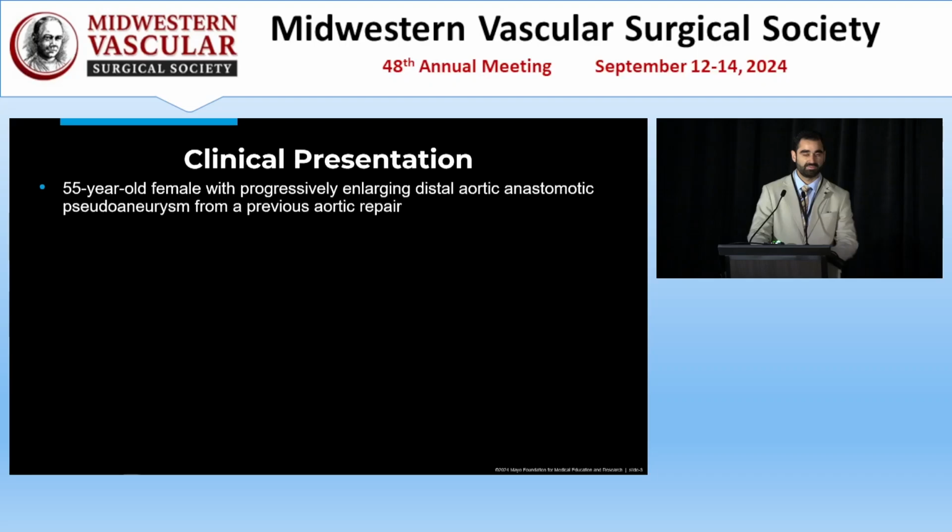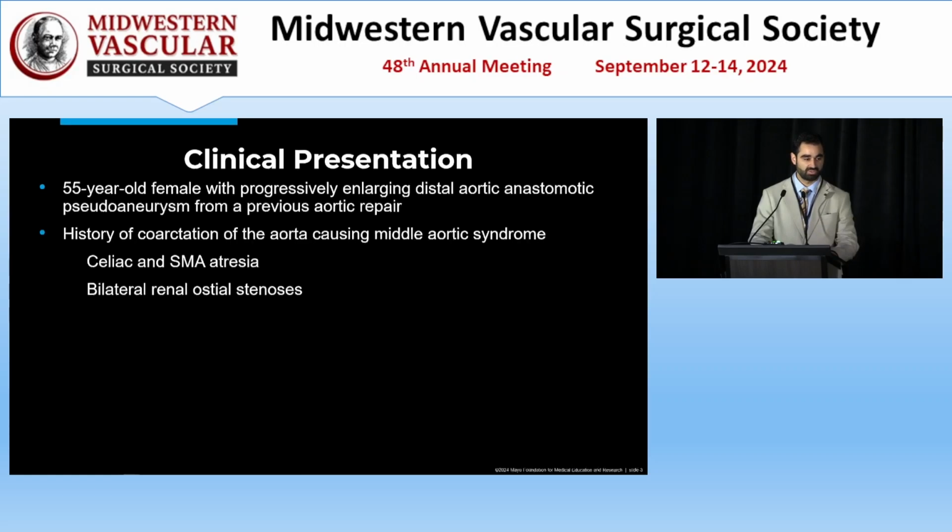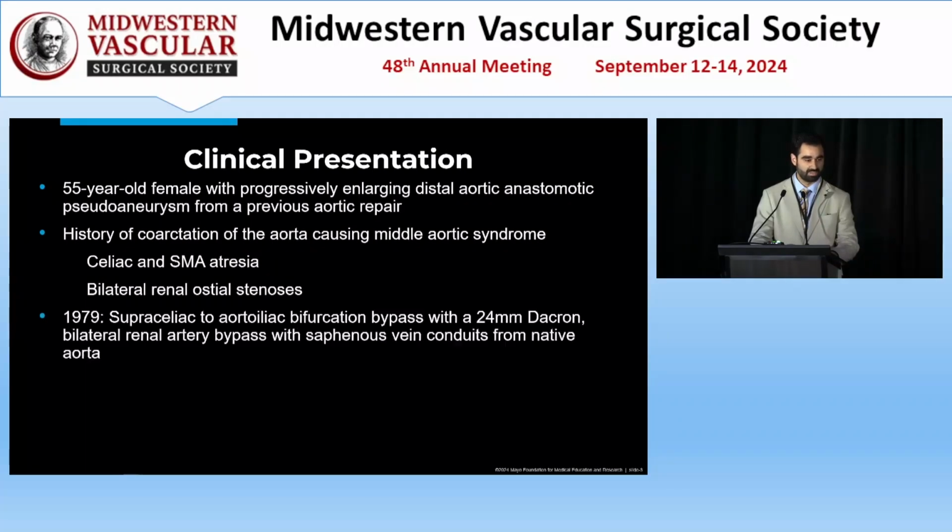Our patient is a 55-year-old female who presented with a progressively enlarging distal aortic anastomotic pseudoaneurysm. She had a history of aortic coarctation causing middle aortic syndrome with atresia of her celiac and SMA and bilateral renal ostial stenosis. In 1979, she underwent a supraceliac to aortoiliac bifurcation bypass with a 24mm Dacron, in addition to bilateral renal artery bypasses using saphenous vein conduits.